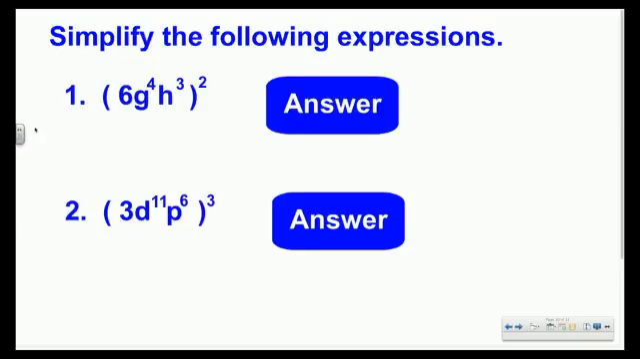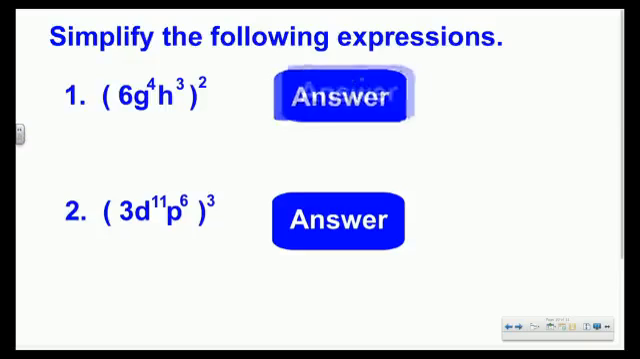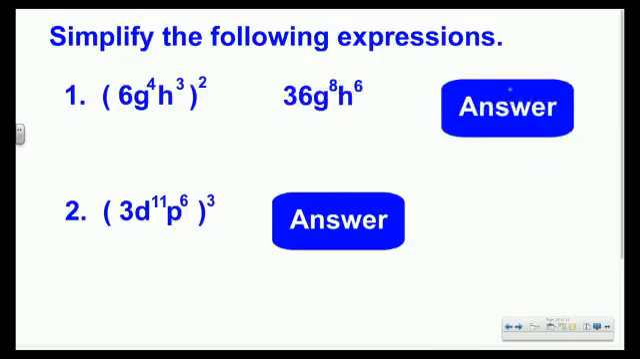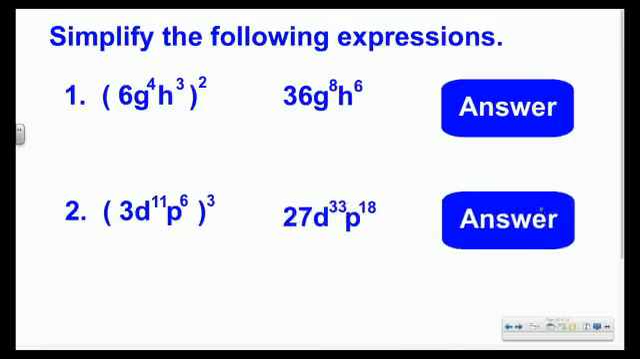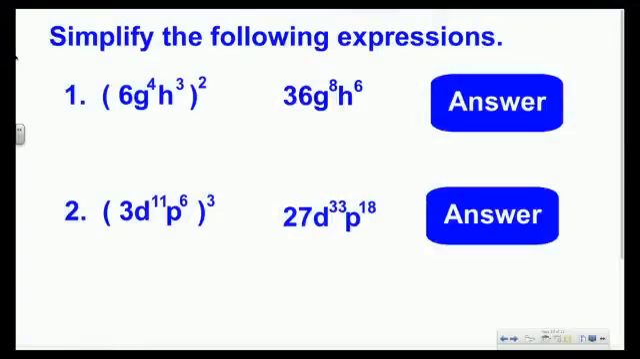6g to the 4th, h to the 3rd, that quantity, raised to the 2nd power. You should have got 36g to the 8th, h to the 6th. 3d to the 11th, p to the 6th, that quantity cubed. You should have got 27d to the 33rd, p to the 18th. Okay? Now, if you need to see how I did any of those, let me show you how I got these.